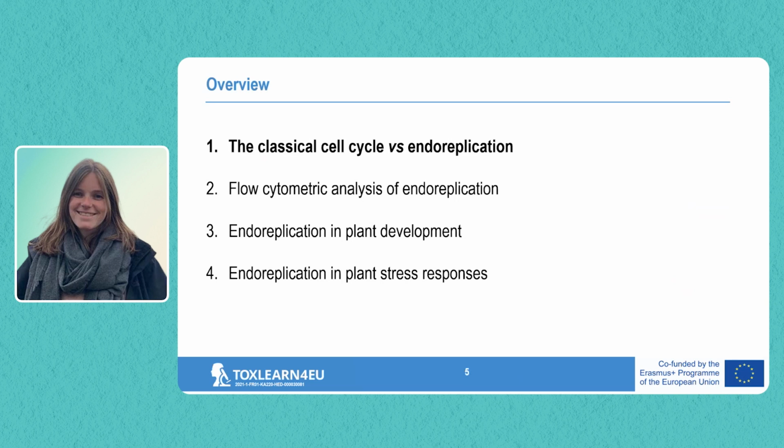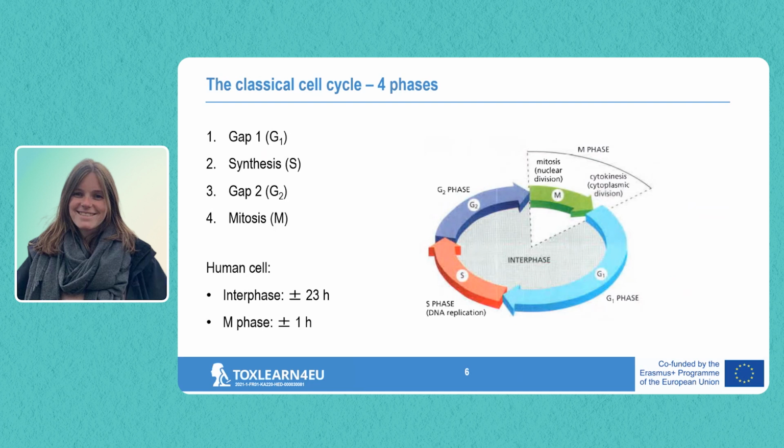So we'll start first with the differences between the classical cell cycle and endoreplication. So I think this is something all of you know, but I will just briefly go through it again. So the classical cell cycle in animal cells, but also in plant cells, consists of 4 different phases. So first of all, we start off with the G1 or gap1 phase. Then we have the S phase, in which the DNA of the cell is replicated. Subsequently, there is another gap phase, and in these gap phases, cells actually prepare for the next phase. And then in the end, we have mitosis, where the cell will divide into 2 daughter cells.